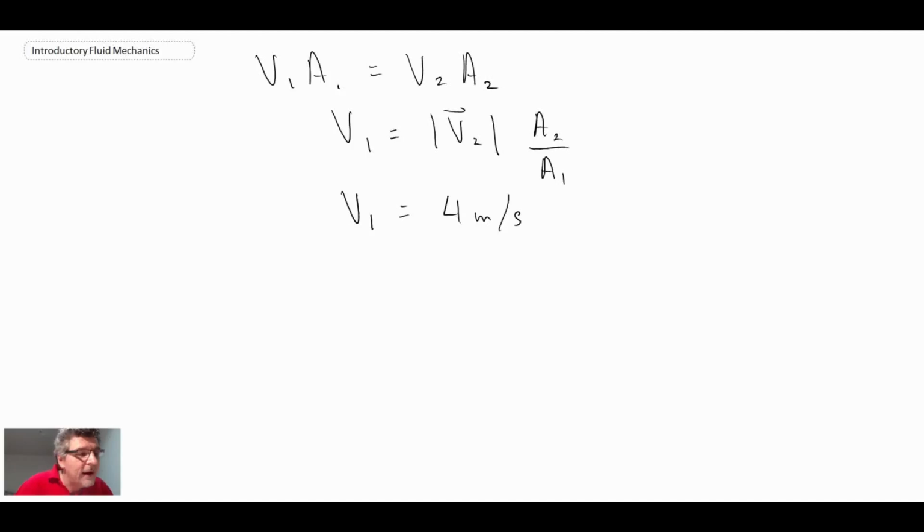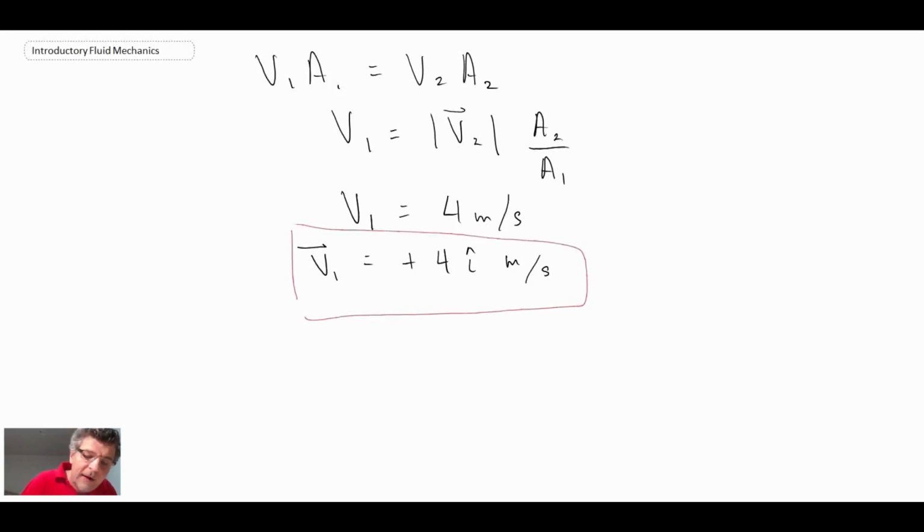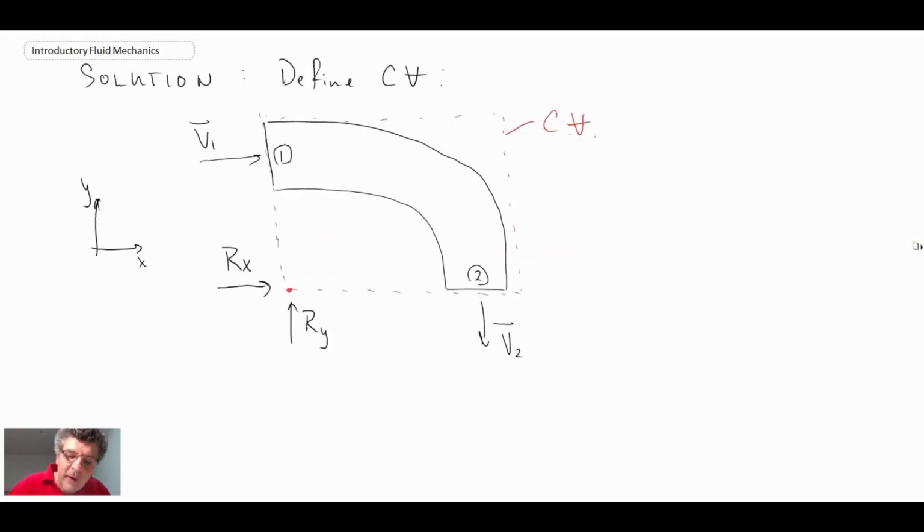We can express that as a vector. So V1 is then equal to plus 4i, and that is meters per second. So that's the first part. Once we have that, we can now move on to the conservation of linear momentum, and I'm going to do that in the next segment. What we'll be doing there is applying the conservation of linear momentum to solve for Rx and Ry.